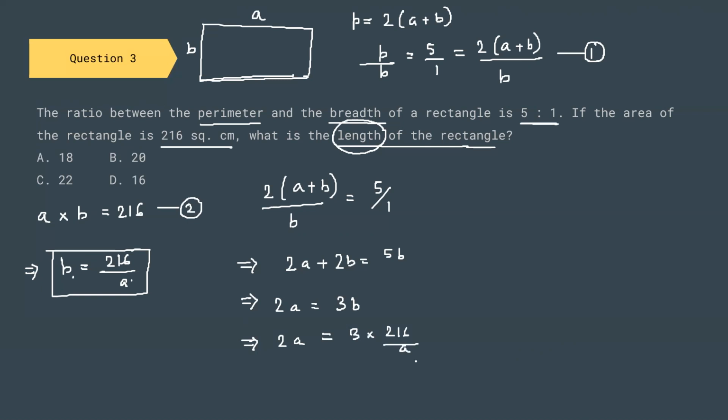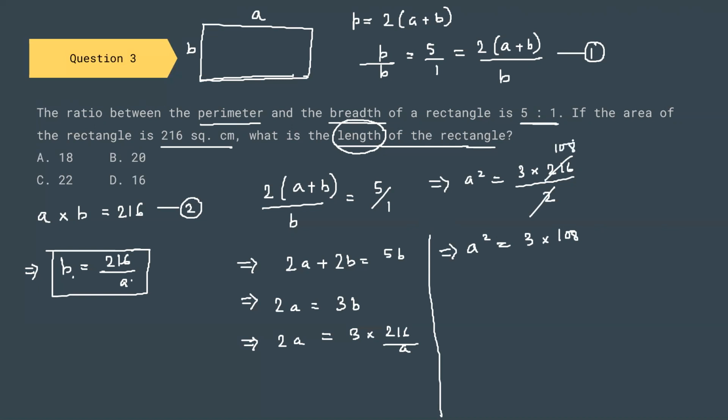And then we can find out the value of A from here. So we can write A square equal to 3 into 216 divided by A. Do not do any heavy lifting calculation at this particular point. Let us just simplify this equation and see what we are getting. So A squared equals 3 into 108. Why 108? I have simplified this one to get 108.